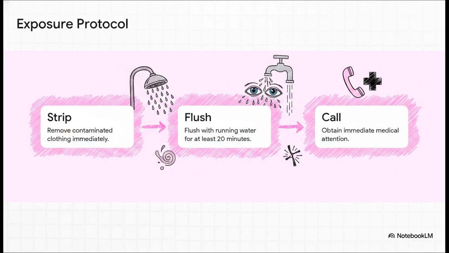If you or a coworker happen to suffer skin or eye contact, here is exactly what you do. Step 1. Strip off all contaminated clothing immediately. Do not hesitate. Step 2. Flush the affected area with gently flowing water for a minimum of 20 full minutes, and don't rub the area. Step 3. A secondary operator must call for medical attention. We treat every single exposure as a serious medical emergency.